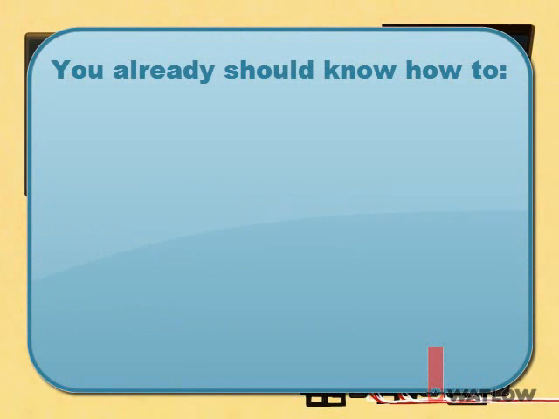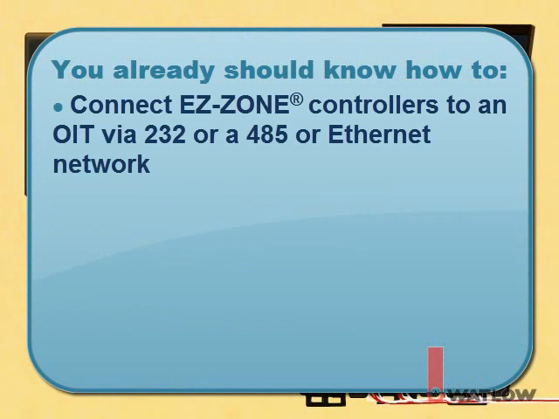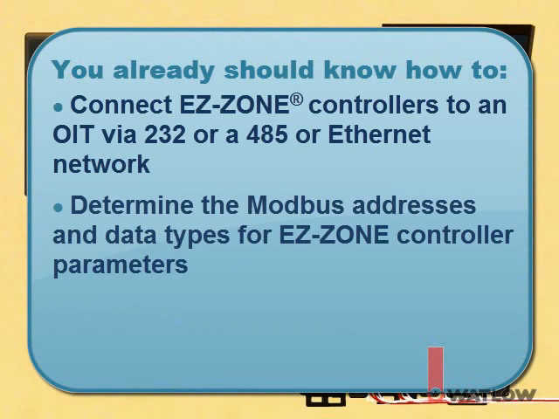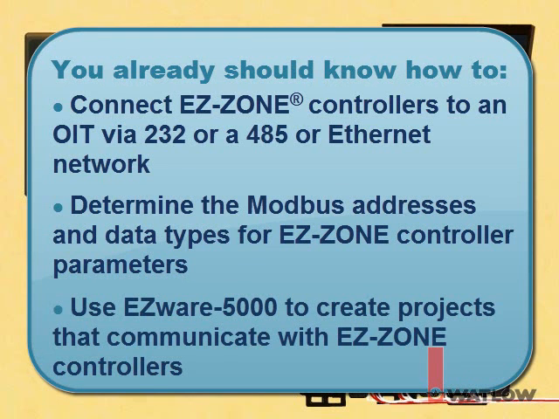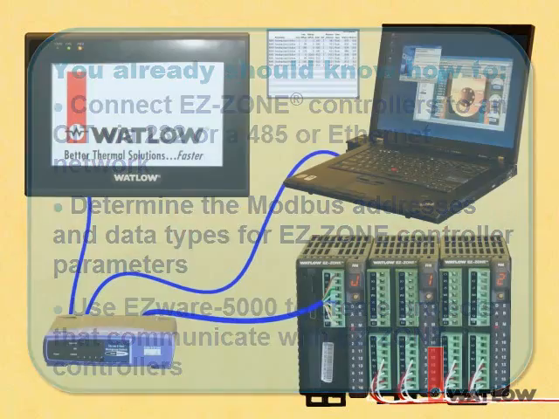This lesson assumes you already know how to connect EasyZone controllers to an OIT via 232, 485, or Ethernet network, determine the Modbus addresses and data types for parameters in EasyZone controllers, and use EasyWare 5000 to create projects that communicate with EasyZone controllers. If not, see the Silver Series Secrets installment that shows the communications method you want to use.